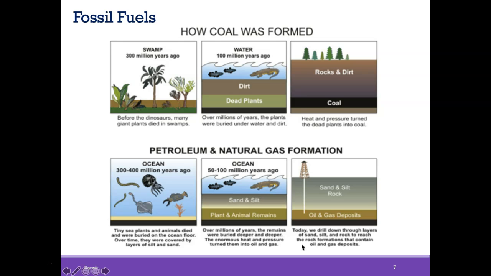Same idea for natural gas formation. So beneath the sea floor, we now have the decomposed remains of a lot of these sea plants and animals that were converted by a lot of the heat and pressure into oil and gas. So we can drill down through the layers of rock to reach all of the oil and gas deposits that are, again, hundreds of millions of years old. So those are fossil fuels.